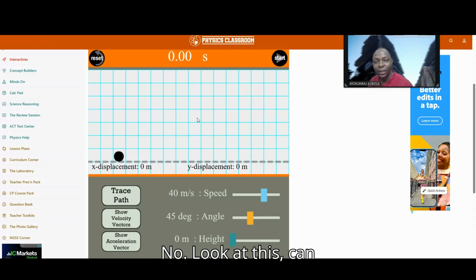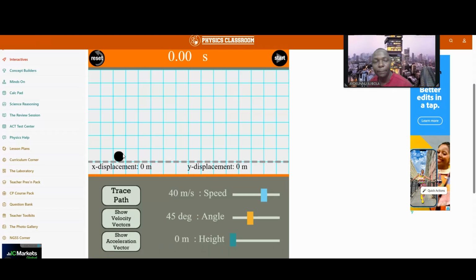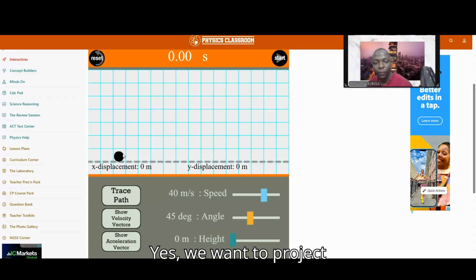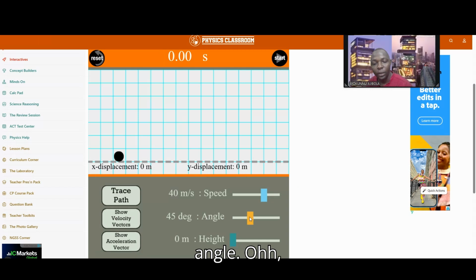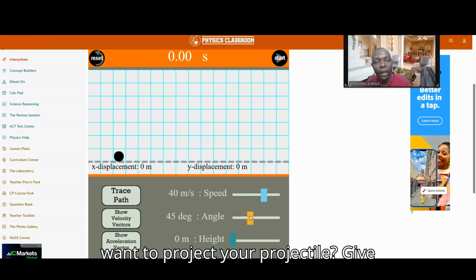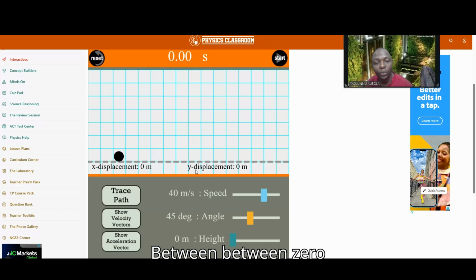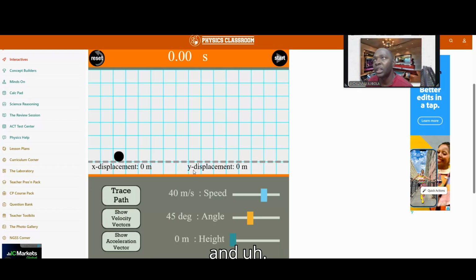Now, look at this. Can you see the black particle on the board? We want to project the black particle at a certain angle. Daniel, what angle do you want to project your projectile? Give me one angle between 0 and 90.